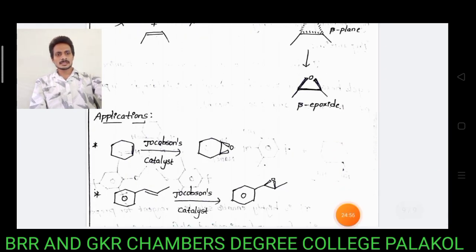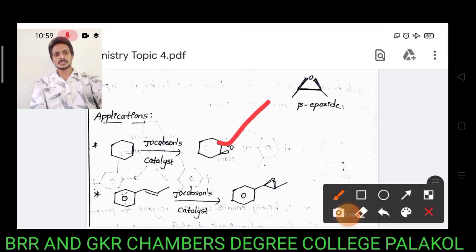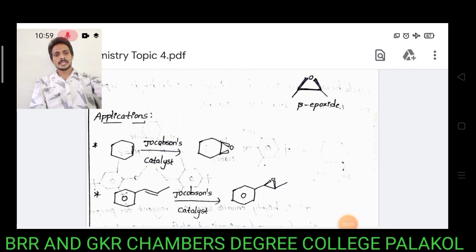Okay, some of the applications of Jacobsen catalyst. In asymmetric epoxidation reactions with Jacobsen catalyst, either you take E alkenes or Z alkenes, it gives beta epoxides. Any unfunctionalized olefin system treated with Jacobsen catalyst gives the corresponding epoxide. It is also a beta epoxide. Any alkene system must give beta epoxides, either E alkenes or Z alkenes.